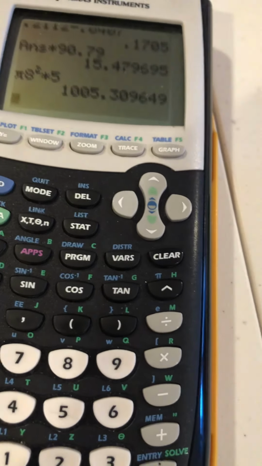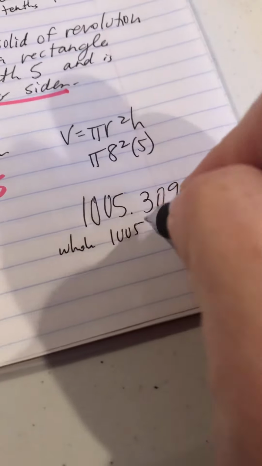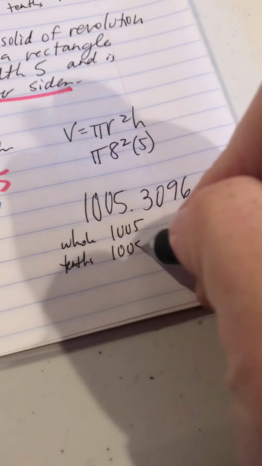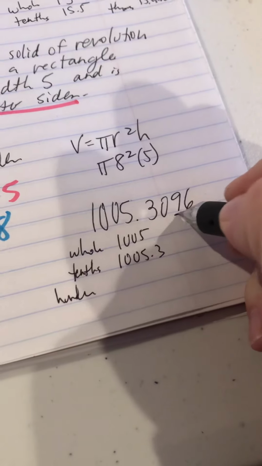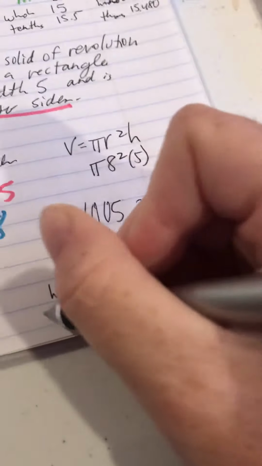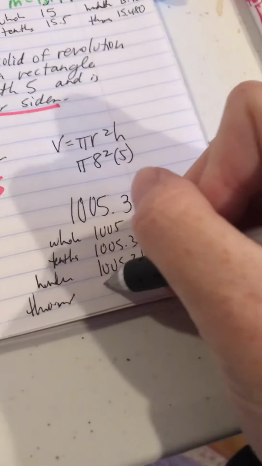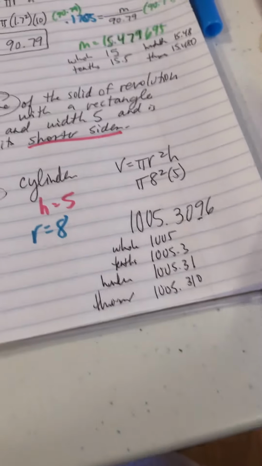I get 1005.3096. One more time, if that was the whole number, it'd be 1005. If it was to the tenths, it's 1005.3. To the hundredths, that 9 would make it 1005.31. And then the thousandths, that 9 would round it up to 1005.310.